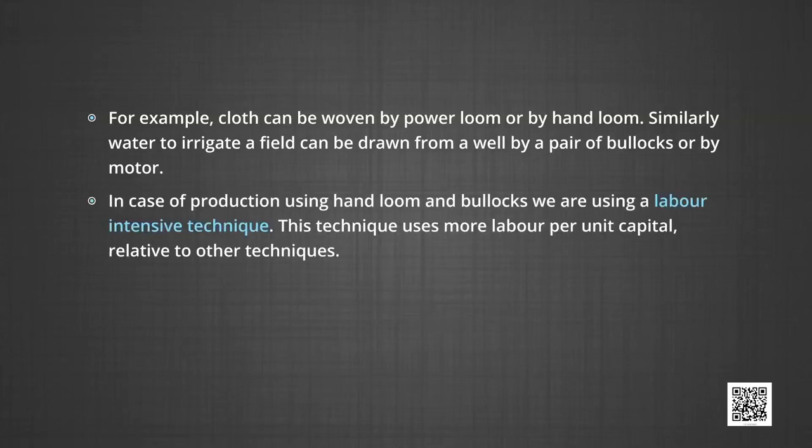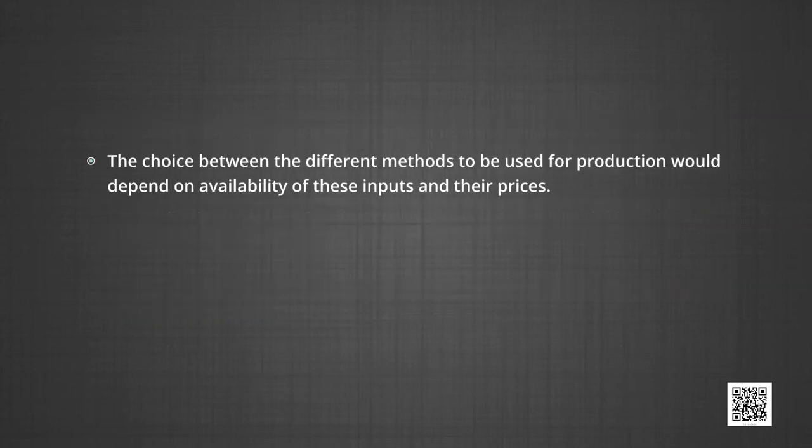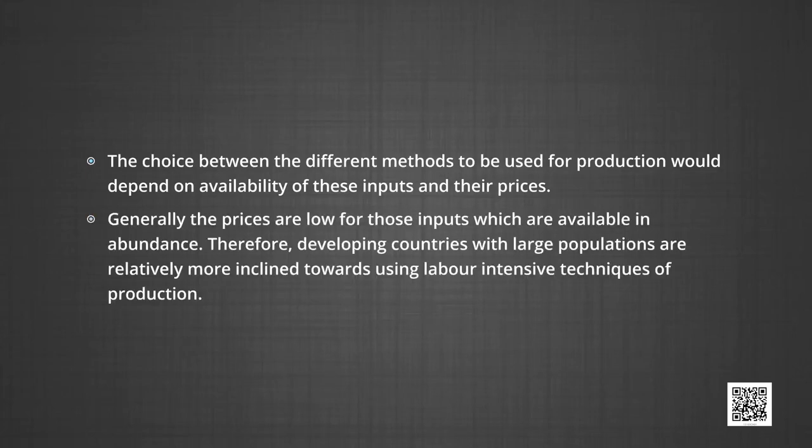In the case of production using hand looms and bullocks, we are using what we call labor-intensive techniques. This technique uses more labor per unit capital relative to other techniques. In the case of production using power looms and motors, we are using a capital-intensive technique. The choice between different methods to be used for production depends on the availability of these inputs and their prices. Generally, prices are lower for those inputs which are available in abundance. Therefore, developing countries which have large populations are relatively more inclined to using labor-intensive techniques of production.